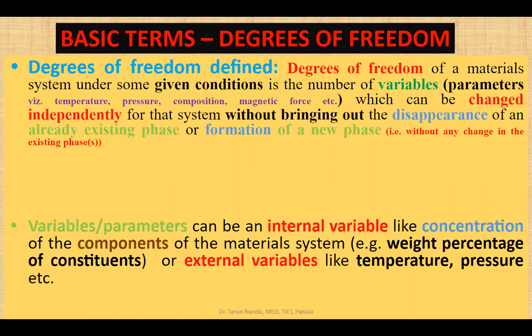So the parameters or the variables which can act as degrees of freedom can be even internal variables like composition, or can be external variables like temperature, pressure, surface tension forces, gravitational forces, magnetic forces, electric forces, anything which you can change and which has the potential of bringing about a change in the phases of a material system can act as a variable over here.